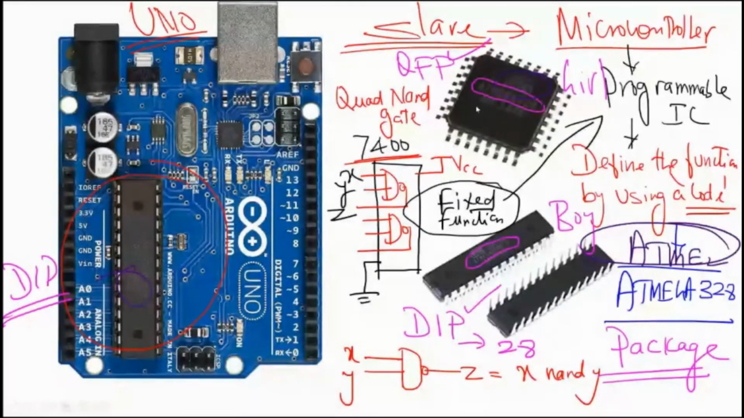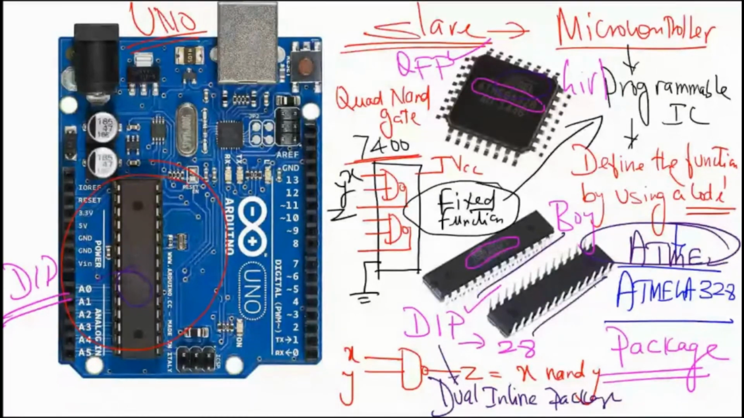Okay, so package means the physical shape of the IC. We saw two packages today. DIP package. DIP means dual inline package. I will write it here. DIP means dual inline package. Dual inline means you have two lines, one line, two lines. That's what it is, dual line. QFP means quad flat package.